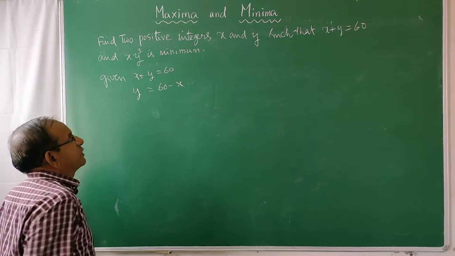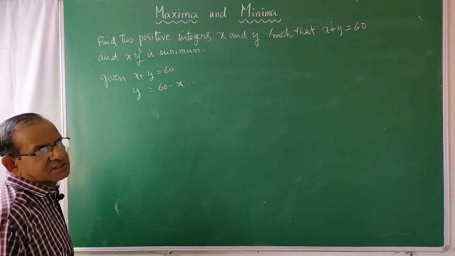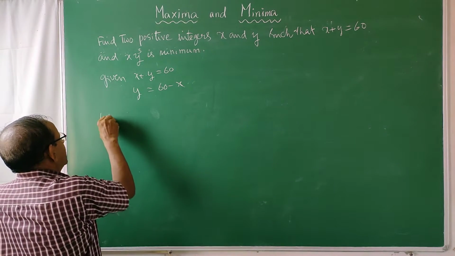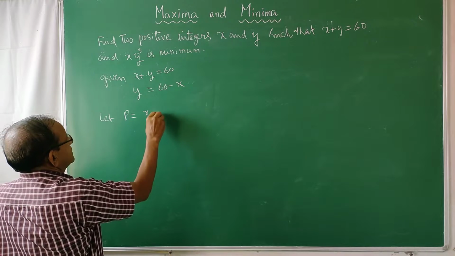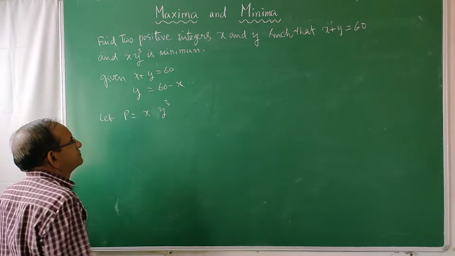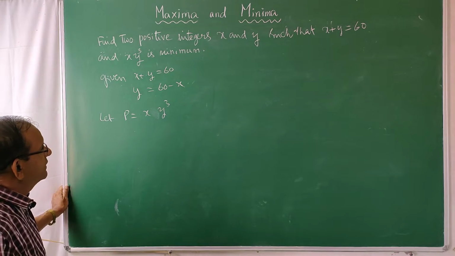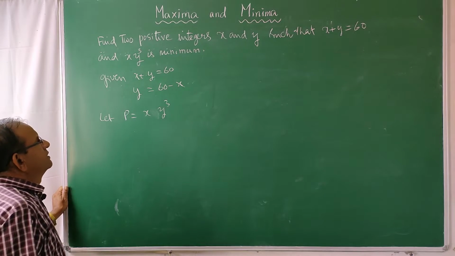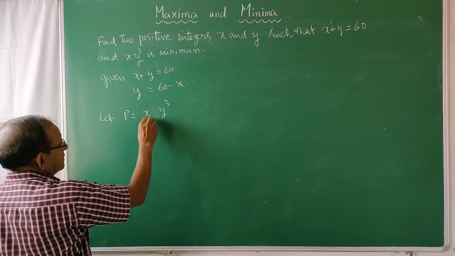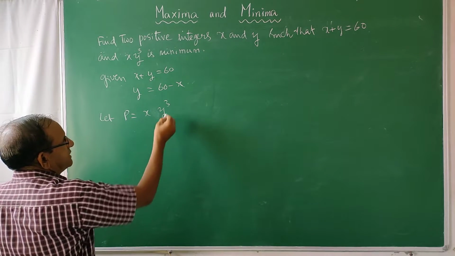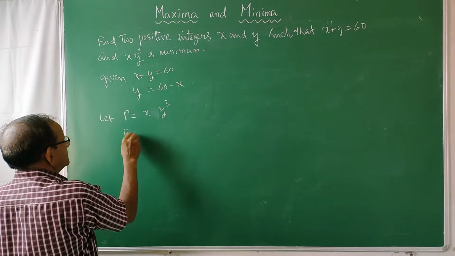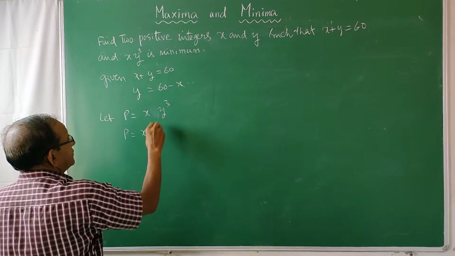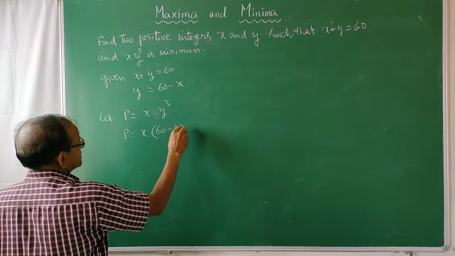Let us take that product, x into y cube, as p. Let p is equal to x into y cube. So what is the value of y cube? 60 minus x whole cube. So p is equal to x into 60 minus x whole cube.